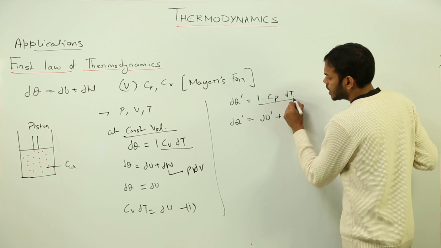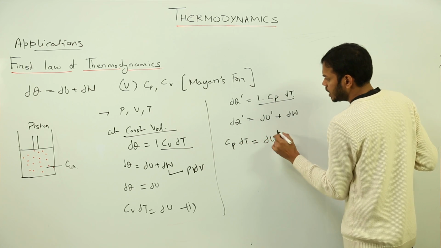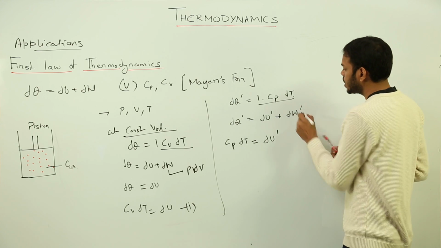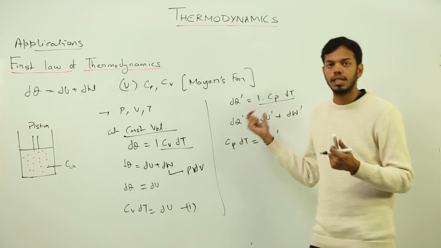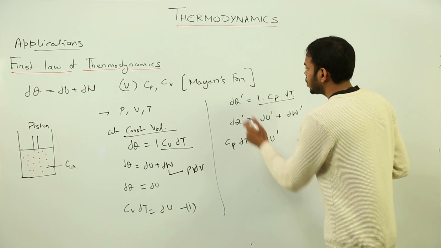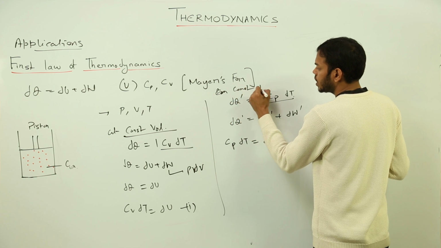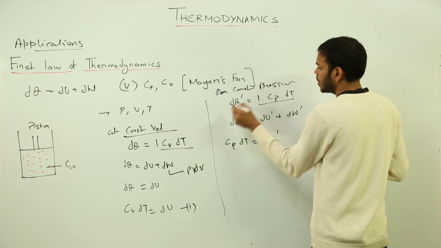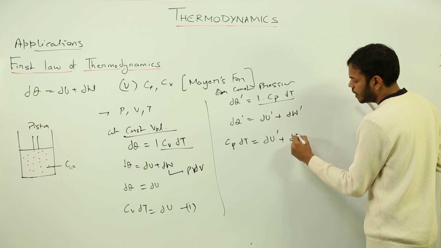Now dq dash is Cp dT, which is equal to du dash plus dw dash. I am writing dash everywhere because we are doing it for the change in the gas, the change in temperature at constant pressure. This was at constant volume, and this is for constant pressure. So these would be the formulas, right? Now Cp dT is equal to du dash plus dw dash.